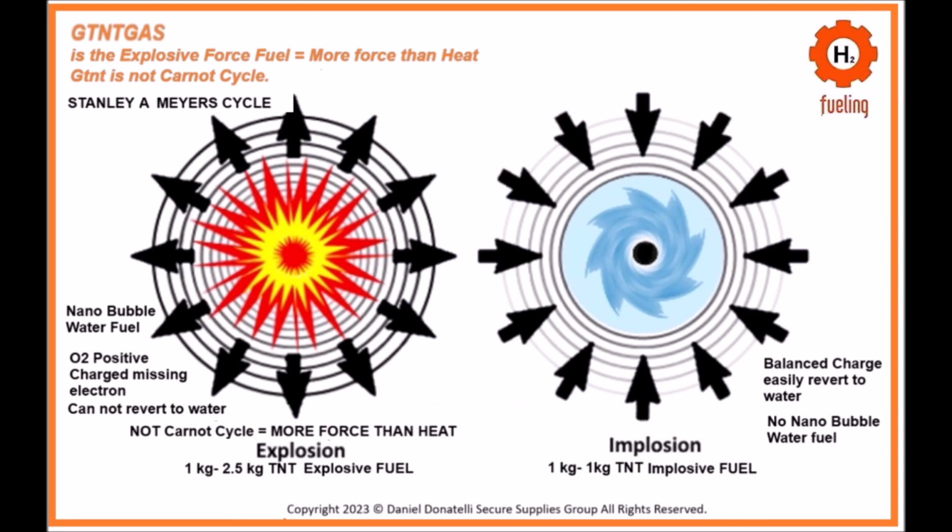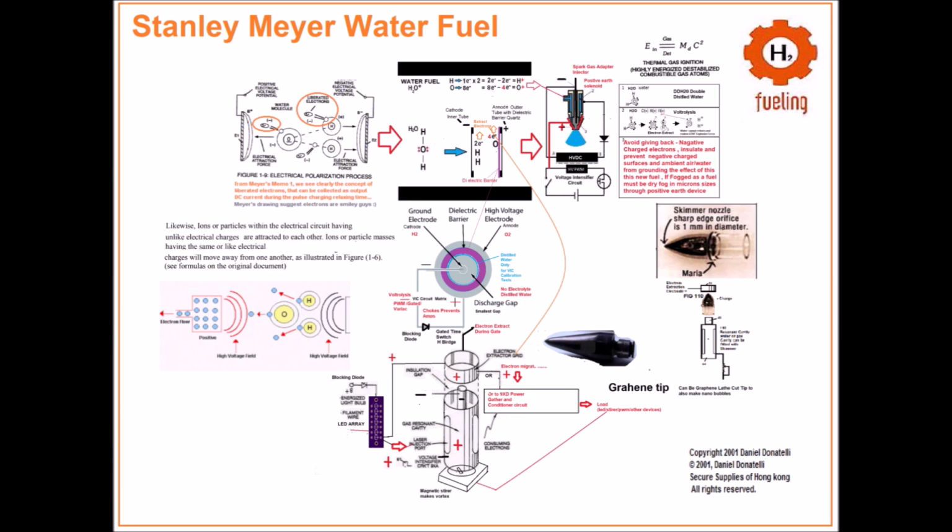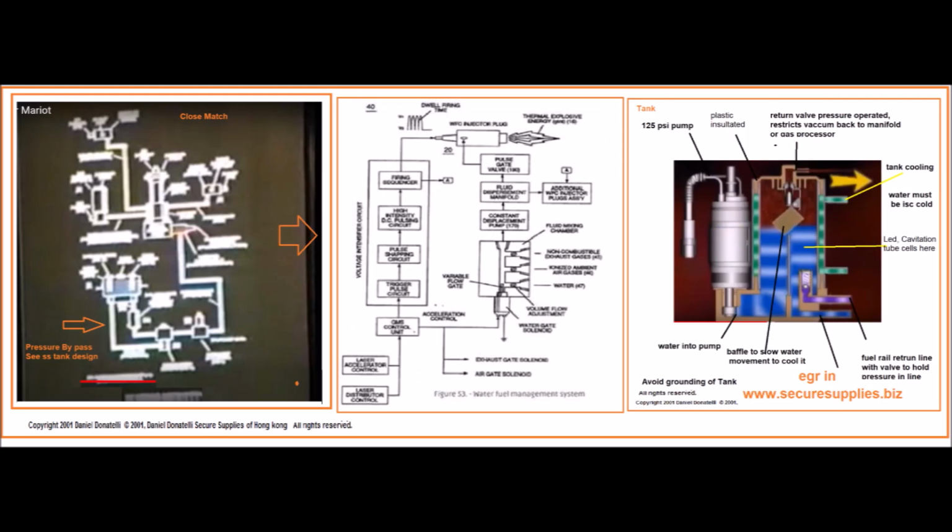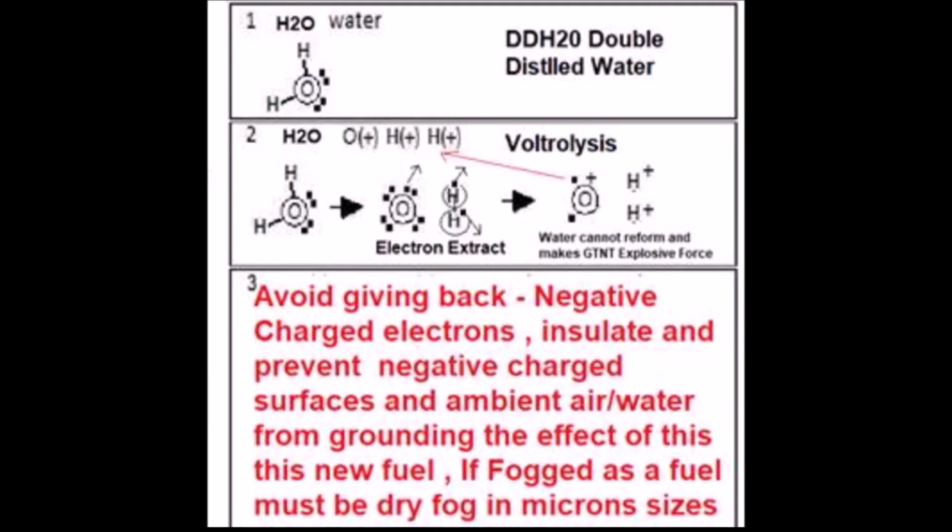Mechanism 1: voltrolysis and electron extraction. Water is subjected to high voltage, voltrolysis, to split into hydrogen and oxygen, and electrons are extracted, leaving positively charged oxygen, O+. 2. Nanobubble formation. The water is atomized into nanobubbles, creating a fuel where the oxygen is in an energized, positively charged state, O+, with missing electrons.